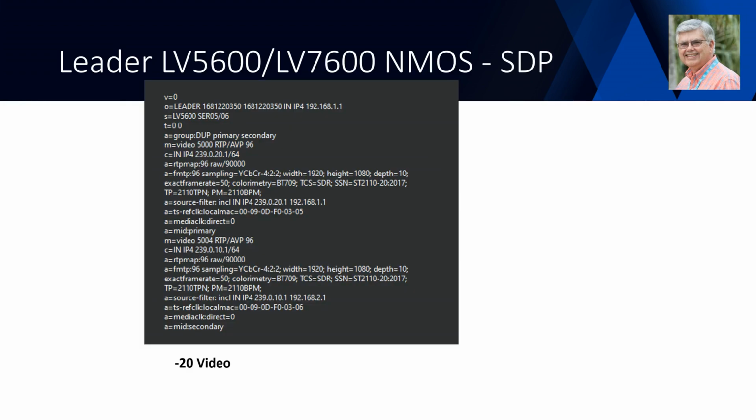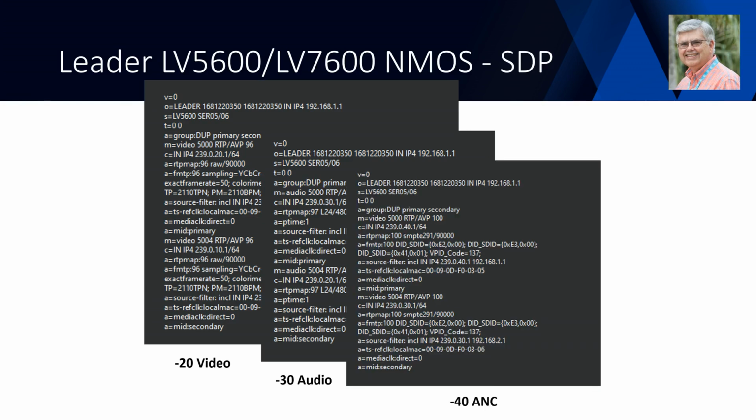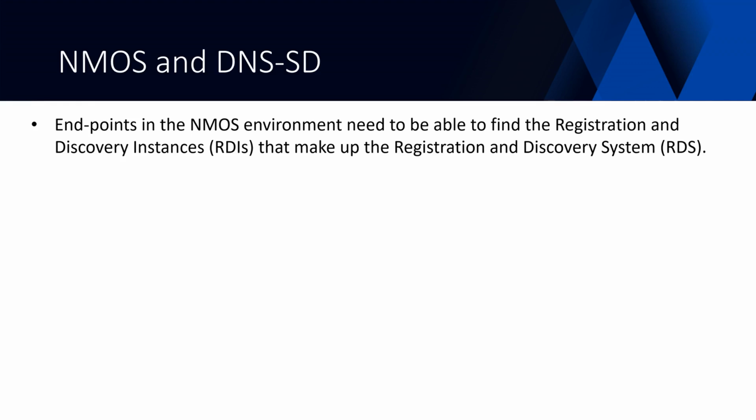So the -20, there's a -30 SDP for the audio, and then there's a -40 SDP that would be for all of the ancillary data. Since in 2110 we're sending each one of these separate, we have to connect to each one independently. But the system can set up and send all three of these SDPs at one time, and each individual piece will turn around and do the setup for this stuff.